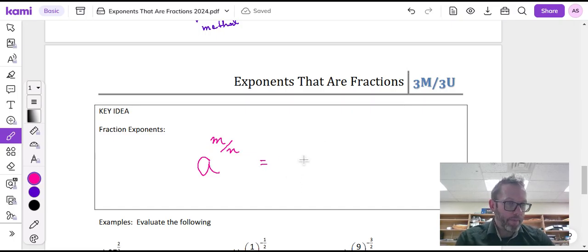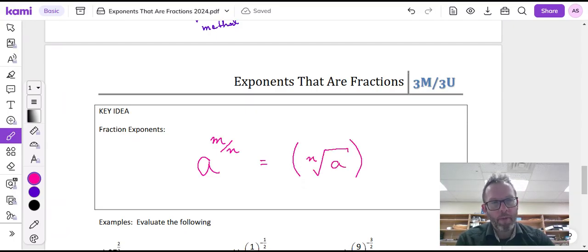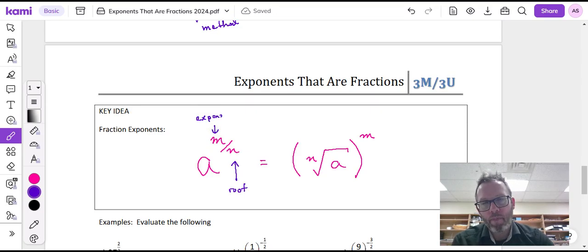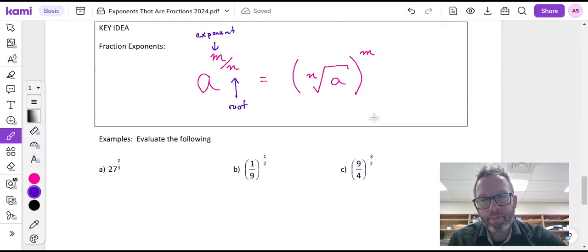The number on the bottom tells you which root to do. We're going to do the nth root of a, and the number on top tells you what exponent to raise that by. Raise it to the power of m. So the n tells you which root to do, and then the m on top tells you in general what exponent to raise it to. Okay, so let's give that a try.